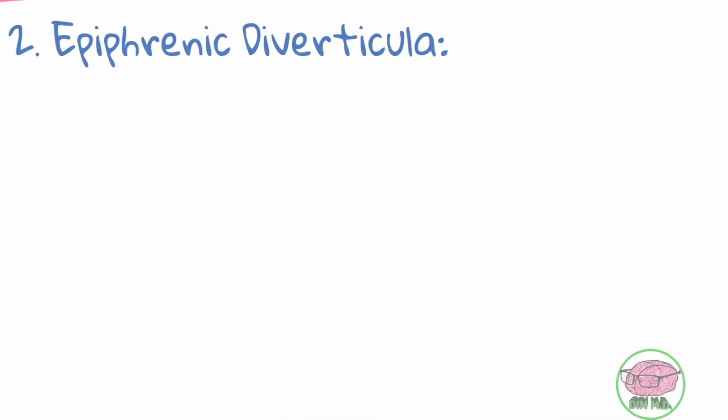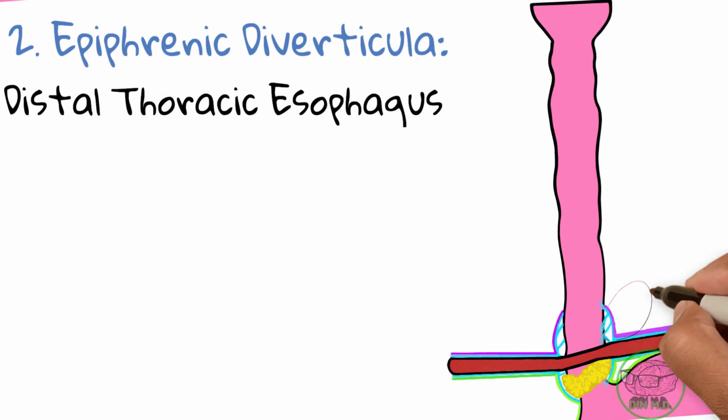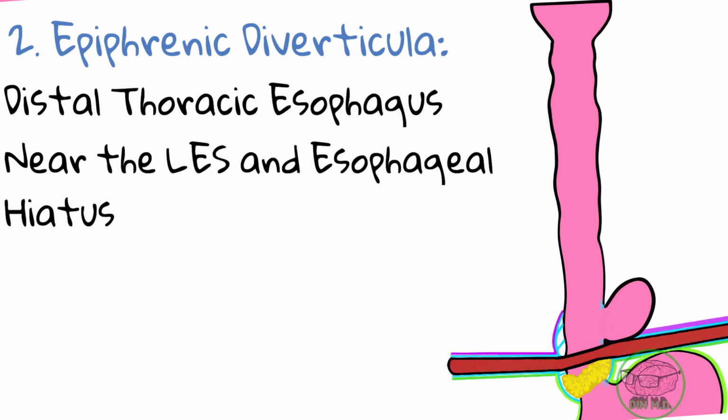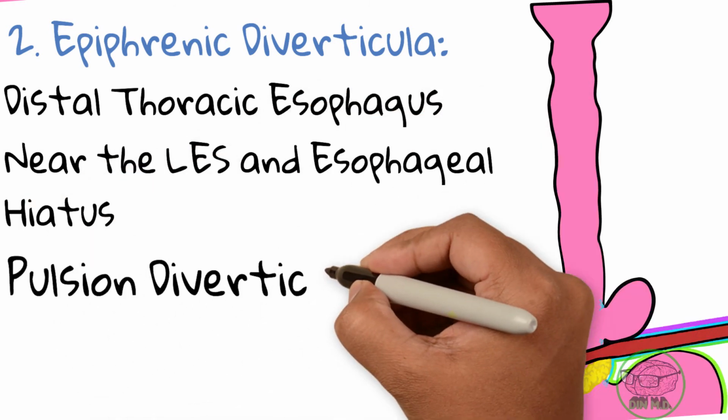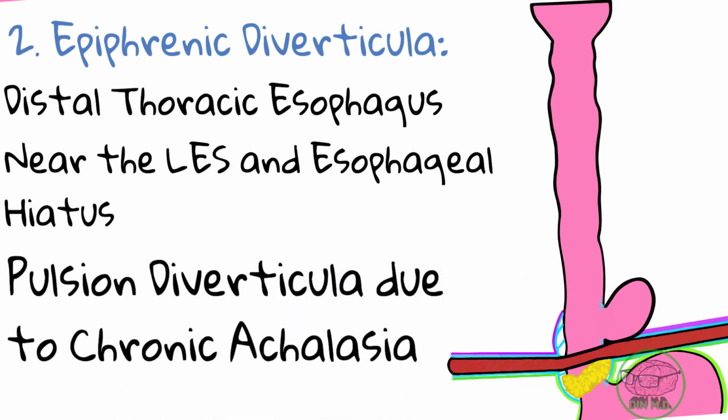Epiphrenic diverticula, on the other hand, happens in the distal thoracic esophagus, and it's close to the beginning of the lower esophageal sphincter and the esophageal hiatus. They are pulsion diverticula, and they are usually caused by a long-standing motility disorder, usually achalasia.